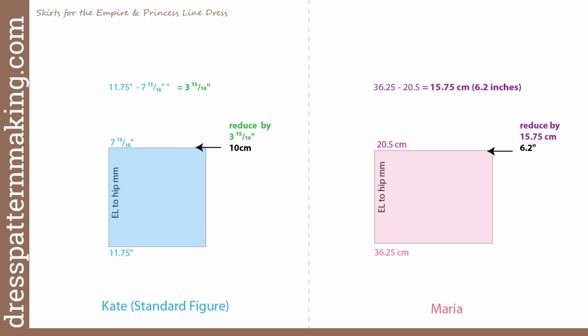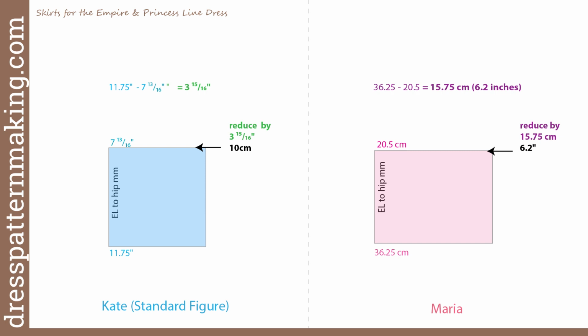So you need to do some simple maths. Take the width of the rectangle, which for Kate is 11.75 inches, and deduct the measurement of the back bodice at the empire line. So 11.75 inches minus 7 13/16 inches equals 3 15/16 inches. The top of the rectangle needs to be reduced by that amount. That happens to be 10 centimeters.